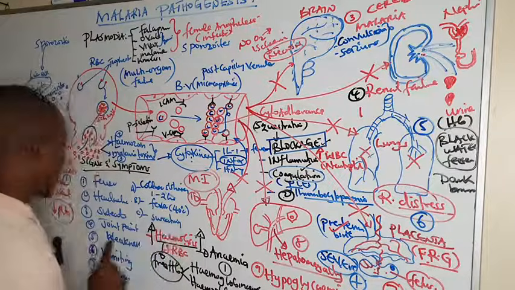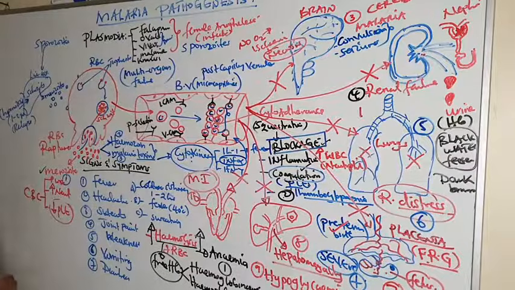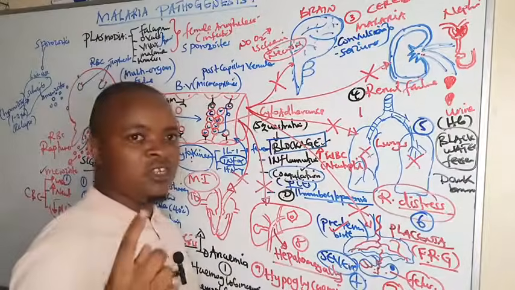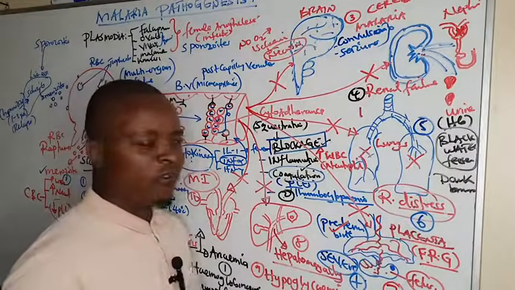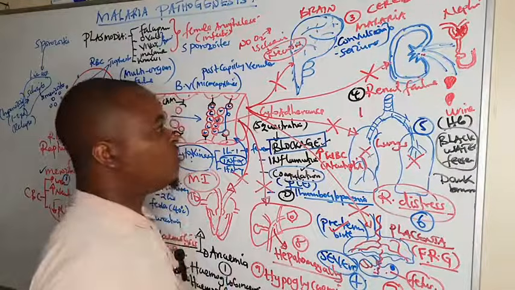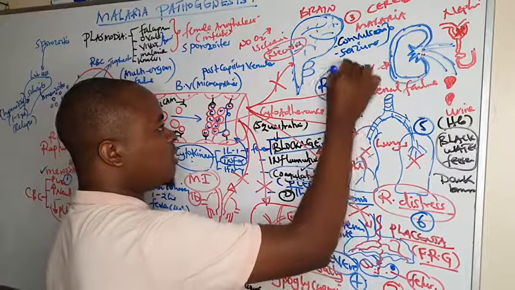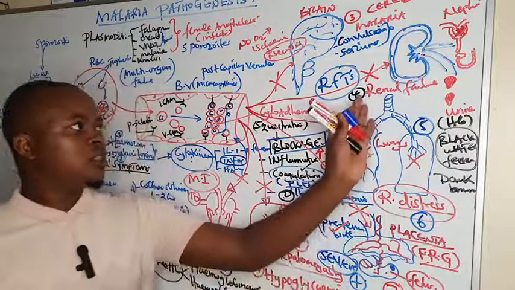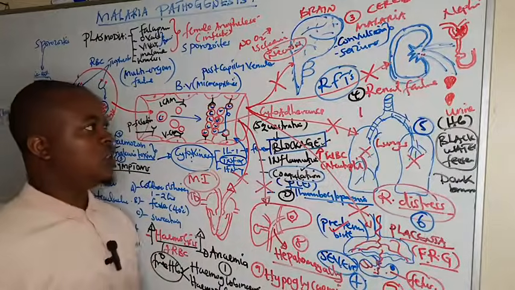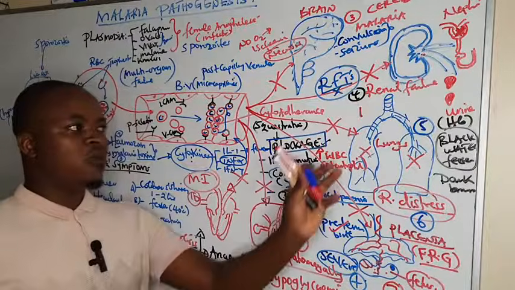You have to do a CBC to monitor the platelet levels. You have to go ahead and do urinalysis to see if there is presence of free hemoglobin in urine by looking at black water fever, which looks like dark brown urine. When you're managing malaria patients, you're requested to do renal function tests. These renal function tests will enable us to monitor the functioning of the kidney, to discover if there is any kidney damage by looking at urea and creatinine levels.